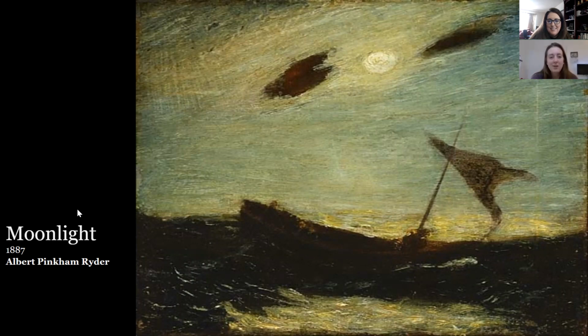Okay, so hopefully you pressed pause and you wrote down some descriptions and some mood words for this painting. After each painting we show you, we'll then show you the title. So the title of this painting is Moonlight, and it was painted in 1887 by Albert Pinkham Ryder. And maybe seeing that title causes you to add a little something to the notes you already took.